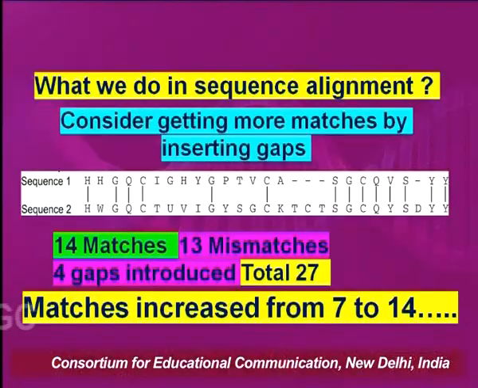Another concept which comes here is the insertion of gaps. If you see the same sequences, sequence 1 and sequence 2 in the previous example, if I insert gaps, you can see I have inserted 3 gaps after A, and another gap at the third last position. So when we insert gaps, what happens? We can increase the matches. Now instead of 7, we have 14 matches. So another thing in sequence alignment is we consider getting more matches by inserting gaps.